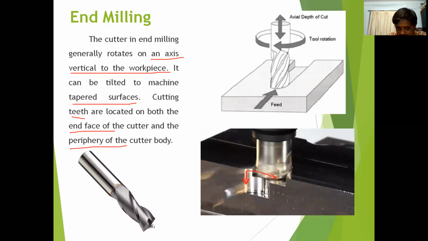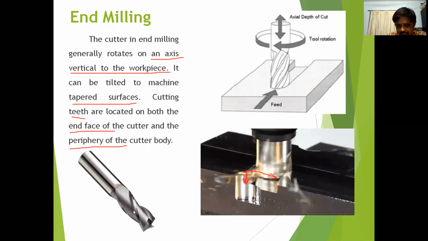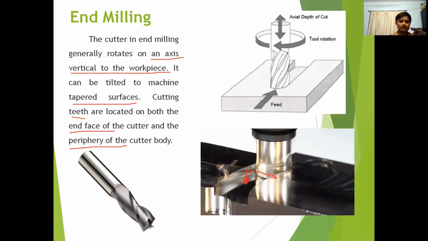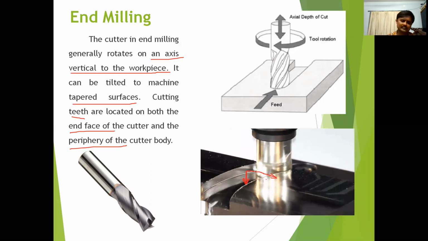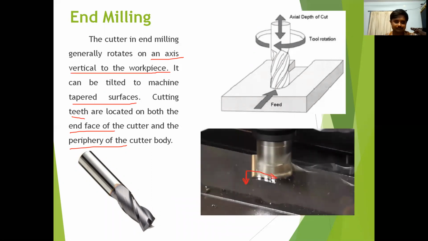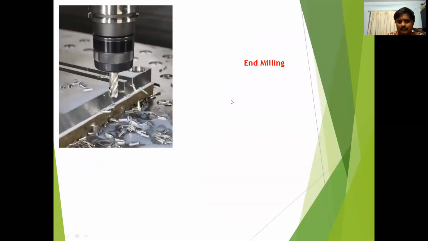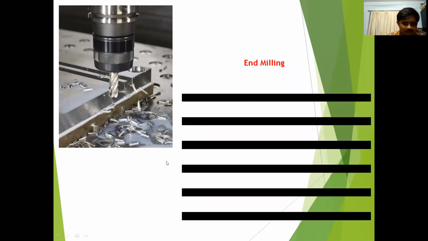Now you can observe here, we are going to get sharp edges here also. It looks like a drill bit. Already you know what the drilling process is, so it is just like the drill bit. So this is about the end milling. This is an end milling cutter. I already told you the end milling cutter is like the drill bit.